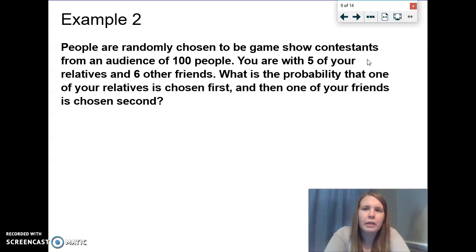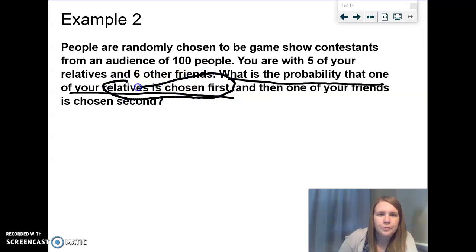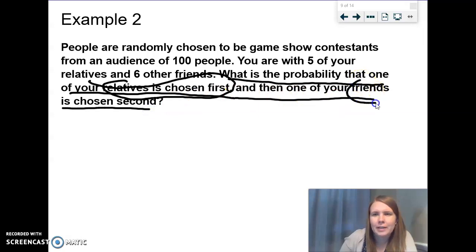What is the probability that one of your relatives is chosen first, then one of your friends is chosen second? Ooh, this is kind of tricky. So there's 2 parts to this. What is the probability that one of your relatives is chosen first? I'd almost even circle this part: relatives chosen first. And then one of your friends is chosen second. Friends are going to be second.